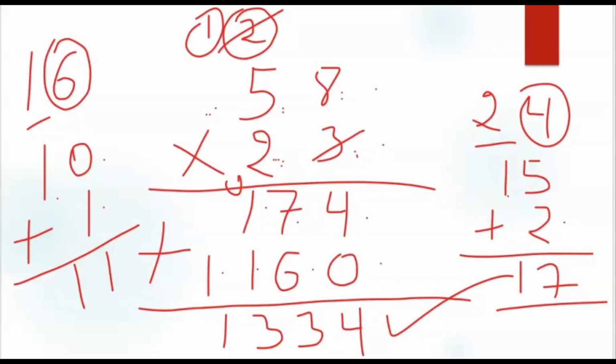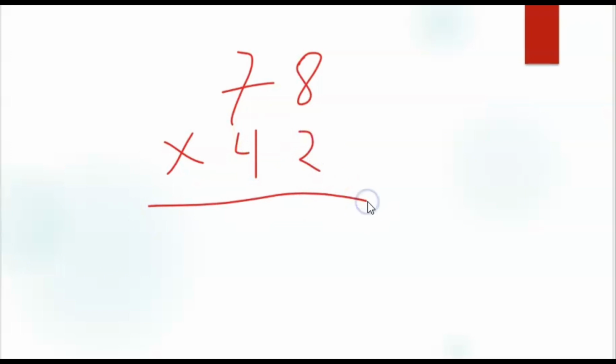Let's do another problem. Let's take another higher number. Let's do 78 times 42. First step, let's multiply this 2 with this 8. 2 times 8 equals 16. We take this 6, put it over here. We have 1 in our hand. You can put that 1 on top of the 7.